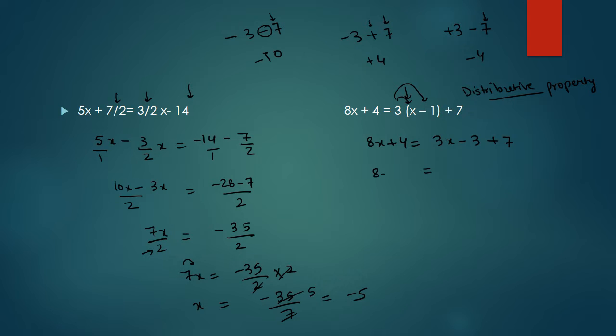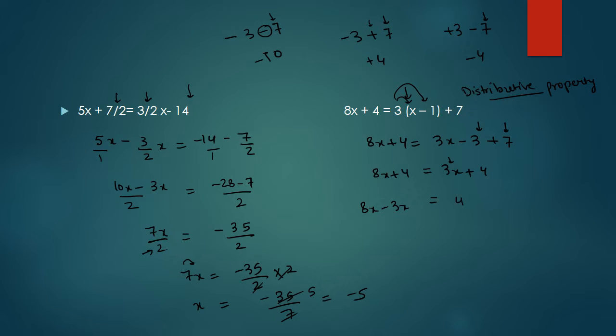So 8x plus 4, 3x. Now plus minus is minus. 7 minus 3 is 4 because 7 is greater, so the plus sign will be here. Now what? Separate the variables. Keep the like terms on one side. So 8x minus 3x, this is in plus, so it will go onto the left hand side with a negative sign.